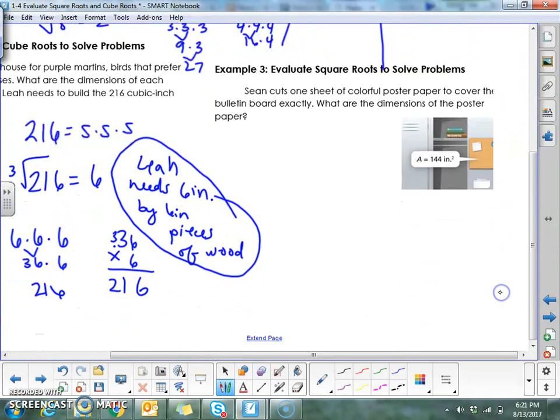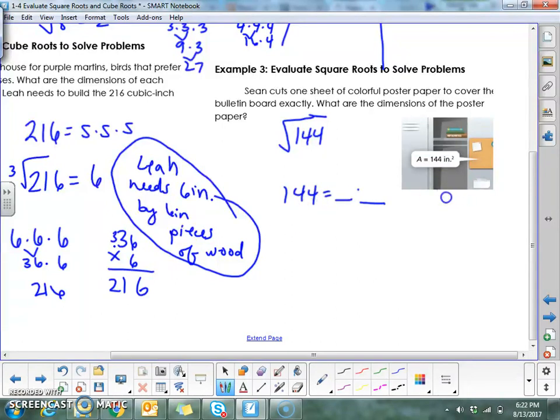Example 3, evaluate square roots to solve problems. So Sean cuts one sheet of colorful poster paper to cover the bulletin board exactly. What are the dimensions of the poster paper? Now this is an area problem versus example 1, which was a volume problem. This is only a 2-dimensional shape, so we're looking at a squared problem. Also, you can look at the units on here, and we have inches squared. So we're really just looking at what is the square root of 144. So we're looking for what number times itself gives us 144.